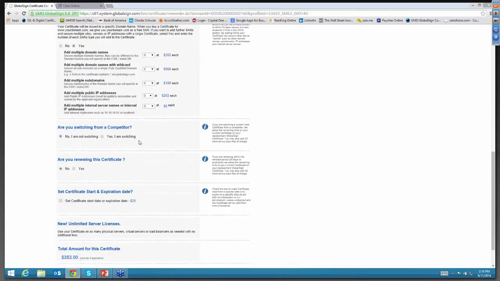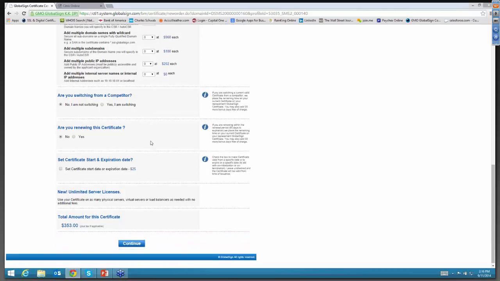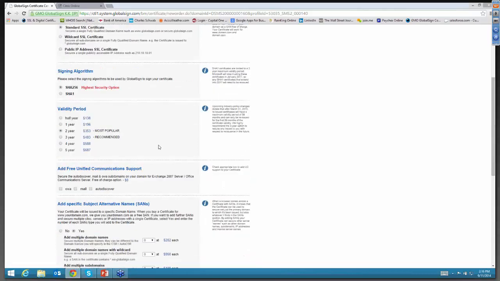We also, just a note, if you're bringing a certificate over from a competitor, you can switch that on, and it will go out and find any remaining time you have left on your current certificate, and it will transfer that time over to your new GlobalSign certificate very easily.